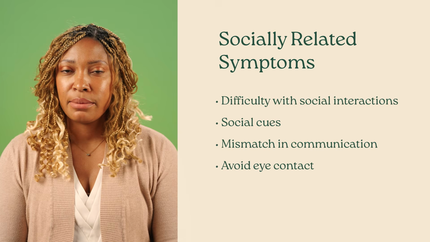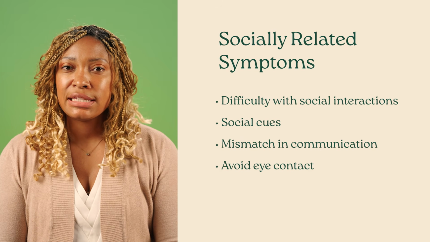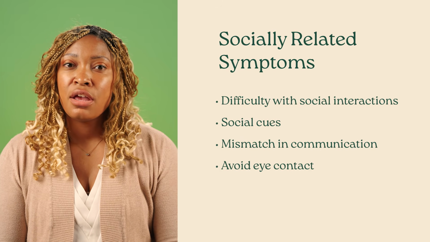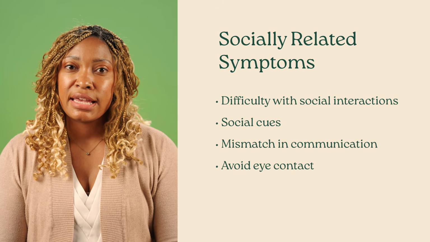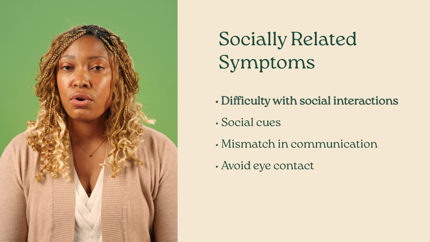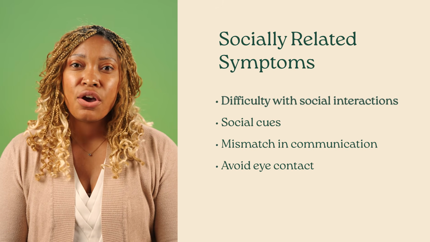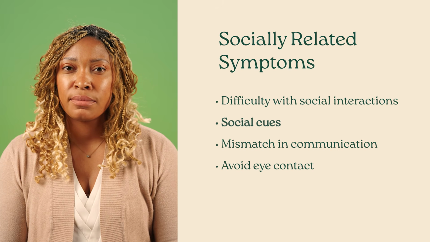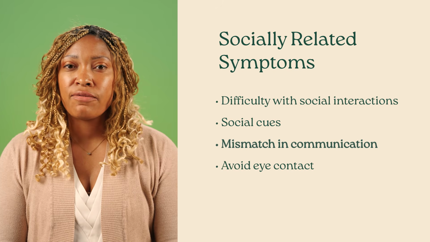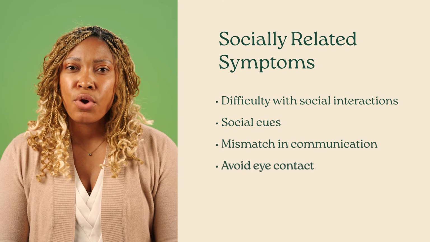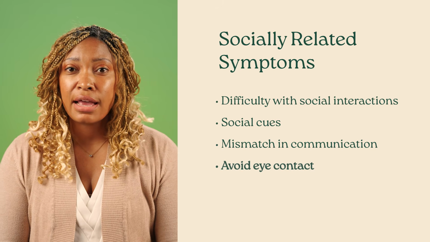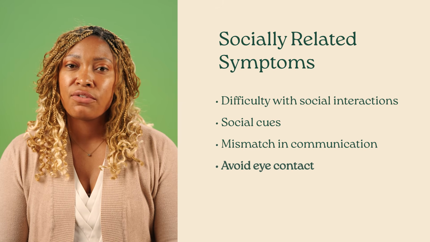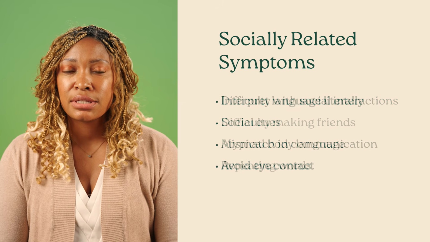Socially related symptoms. Based on the DSM-5 diagnostic criteria, socially related symptoms of ASD in adults may include difficulty with social interactions, understanding social cues, and challenges with back and forth communication. There may be a mismatch in verbal and nonverbal communication, such as smiling while showing disgust. Many people may avoid or have difficulty maintaining eye contact, showing emotions, and recognizing the emotions of others.